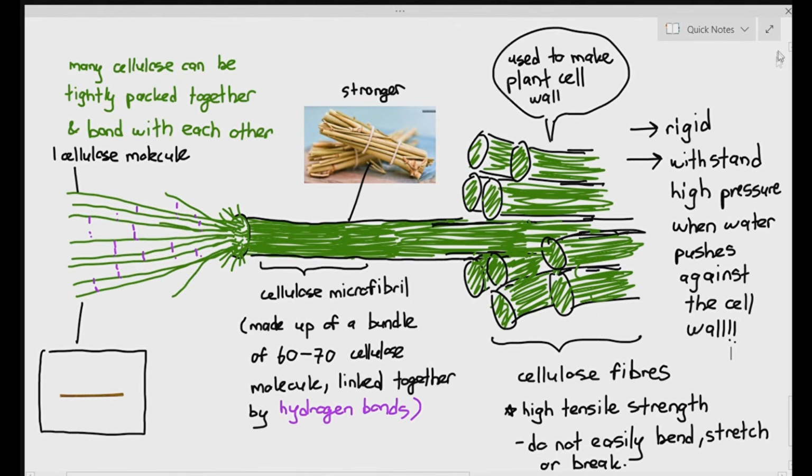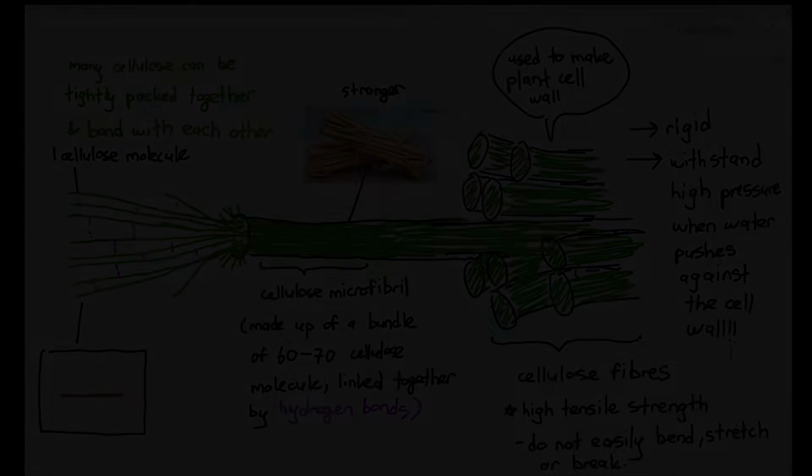Because they are linear, they can be packed together in a small space where you can pack a lot of them together to form something called microfibrils. And microfibrils can have hydrogen bonds, okay? And many microfibrils group together to become cellulose fibers, which are much stronger. And these cellulose fibers are then used to make the plant cell wall.